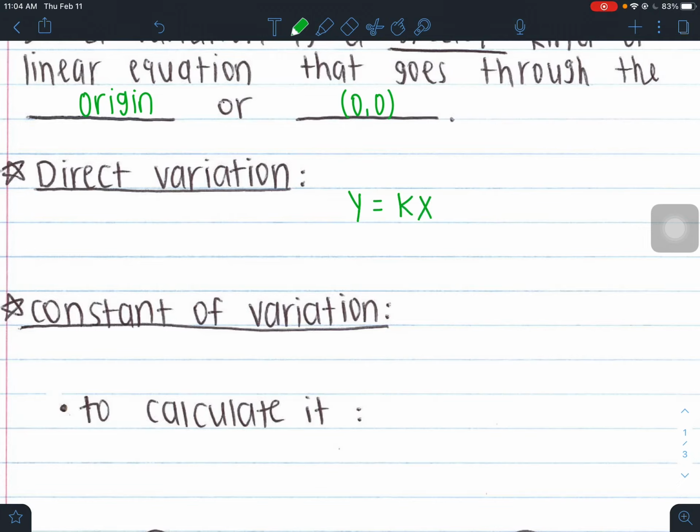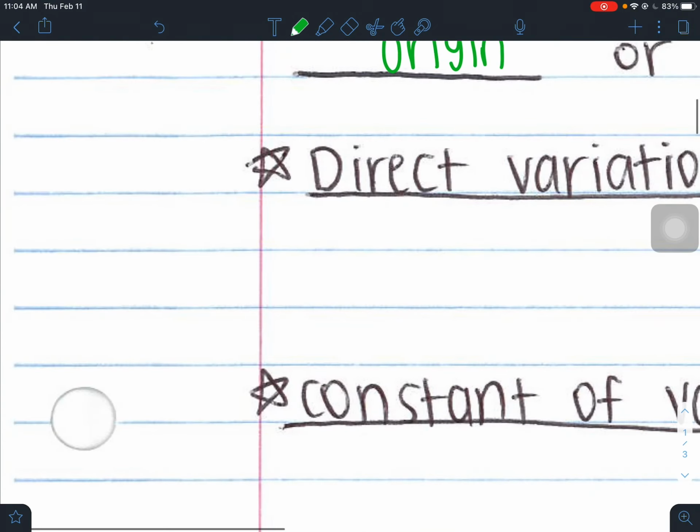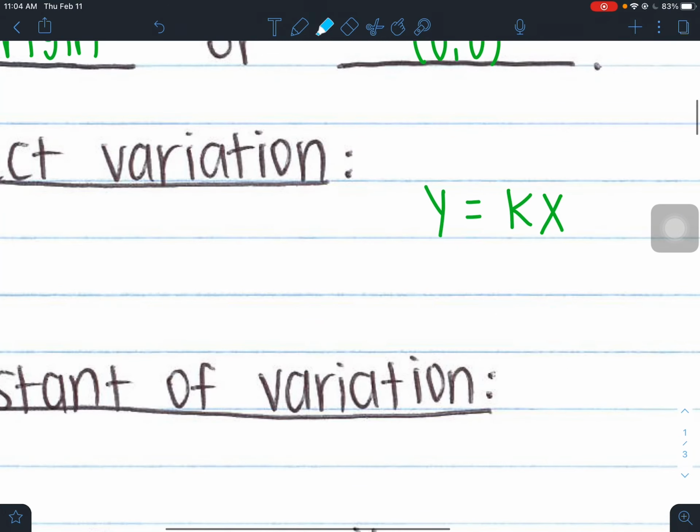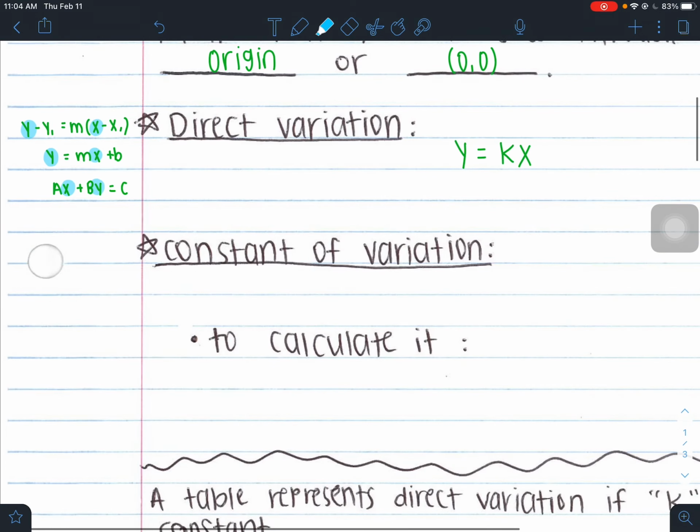Just like all the other linear equation forms we've done, they all have an x and y in them. Let me remind you of the past three we've learned. y minus y1 equals m times x minus x1. That's point-slope. y equals mx plus b. That's slope-intercept. And standard form is ax plus by equals c. In all three forms, we have a y and an x. Every type of linear equation we have written so far, we always have an x and a y in our equation. The same thing happens here. You're going to have a y and an x. It's just that we've now introduced a new variable, which is k.